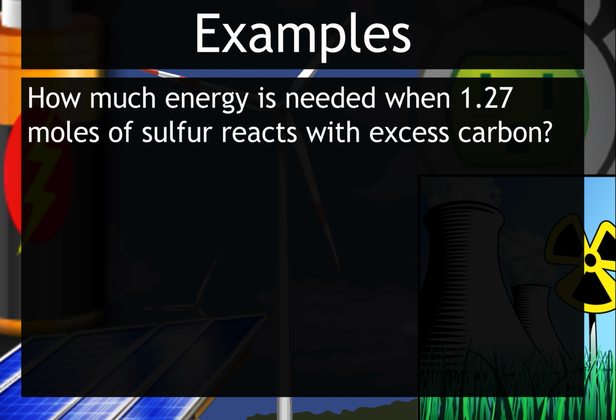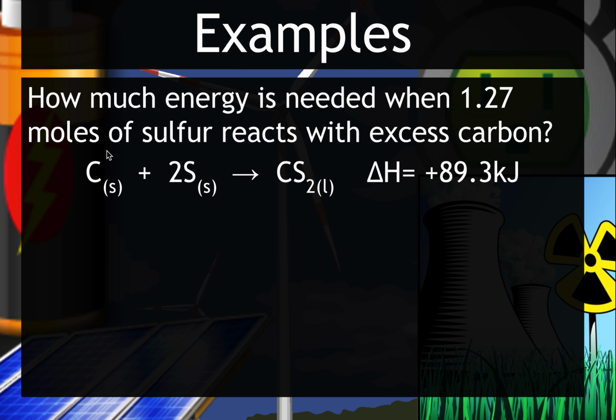So if you're looking at a question like how much energy is needed when 1.27 moles of sulfur reacts with excess carbon. So we know we've got more than enough carbon for this reaction. This is our limiting factor. Well, if you're looking here, we need 1 mole of carbon per 2 moles of sulfur to produce 1 mole of carbon sulfide, or carbon disulfide.